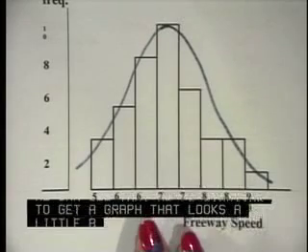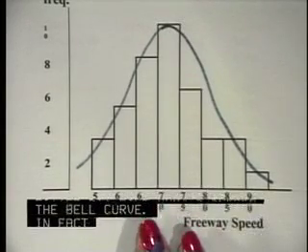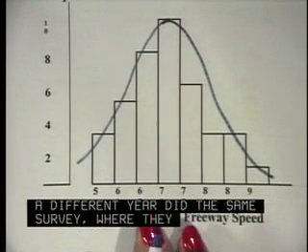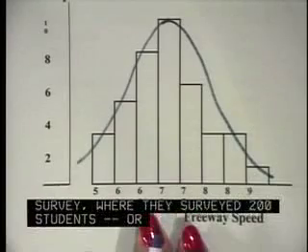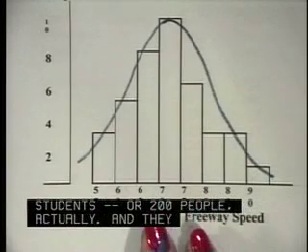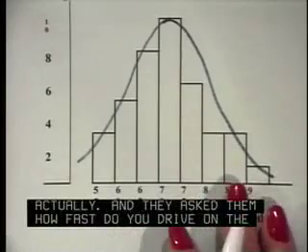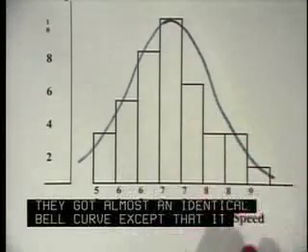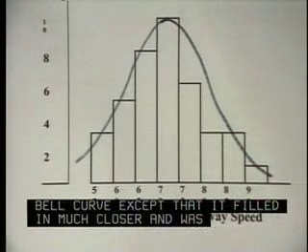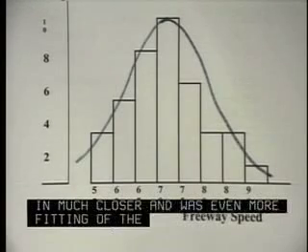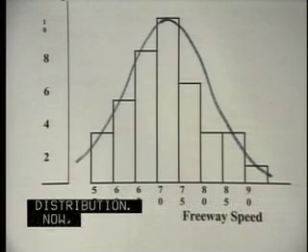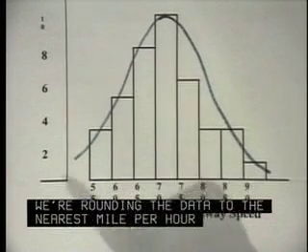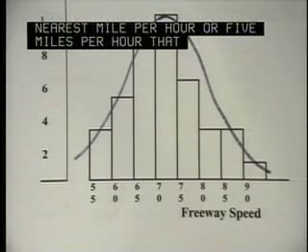In fact, another group of students in a different class, in a different year, did the same survey, where they surveyed 200 people, and they asked them, how fast do you drive on the freeway? They got almost an identical bell curve, except that it filled in much closer and was even more fitting of the theoretical distribution. Now remember, even though we're rounding the data to the nearest mile per hour or 5 miles per hour that somebody's driving, this is still continuous data.